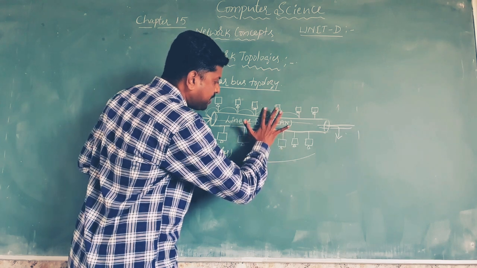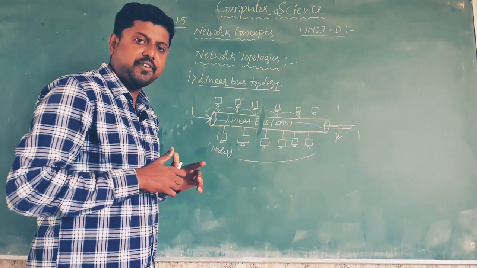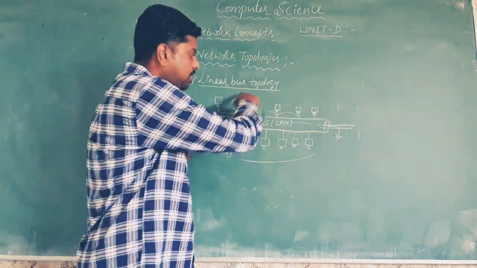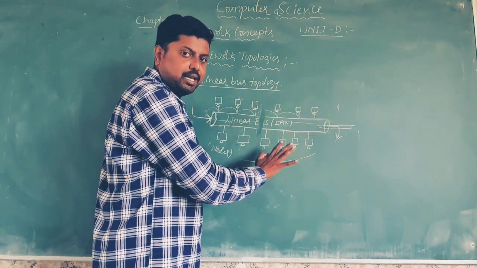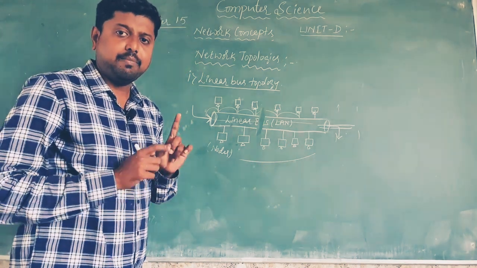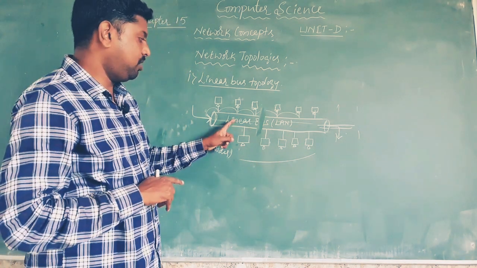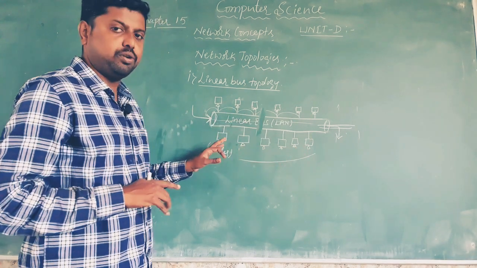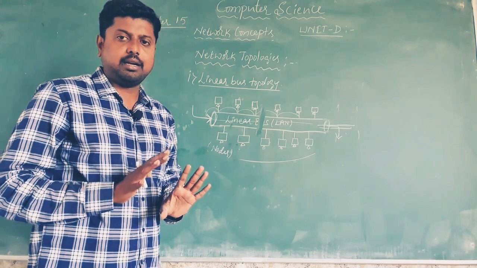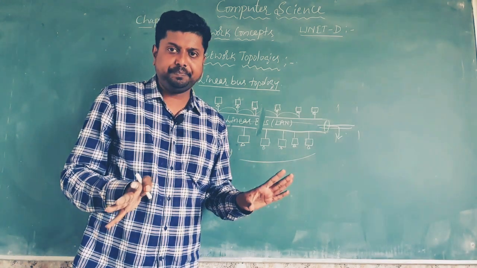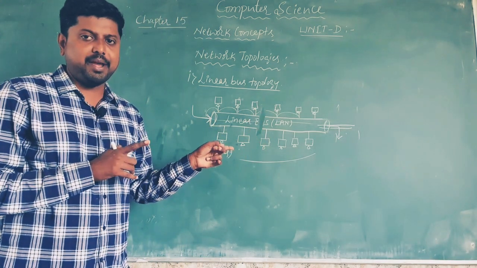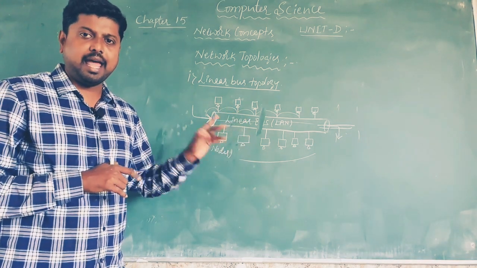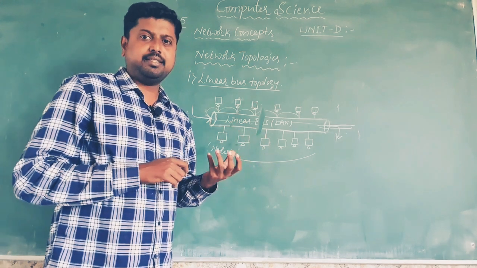If anything happens to the main bus cable, the whole system will collapse its communication. That time the major fault will be there, because if anything happens to the main cable, almost all computers will lose their connectivity. That time work will not complete. So this is also a second major disadvantage of the linear bus topology, as well as the limitation of its range.